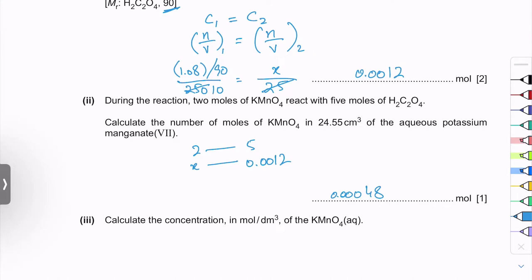Okay. Calculate the concentration of KMnO4. We already know the volume of KMnO4, and now we know the moles. So concentration is moles over volume. So we are going to get moles as 0.00048 over volume, which is 24.55. Did I do this right? "Sir, isn't that cm cube? We need dm cube." Yes, exactly. So that cm cube I need to divide by 1000 to convert it to dm cube, and then I will get some value. What will it be? Can you calculate? Okay, so I'm getting 0.001955. So we round it off, let's make it 0.196.